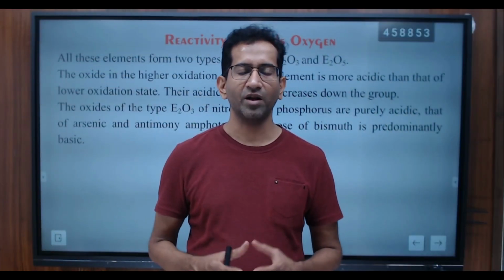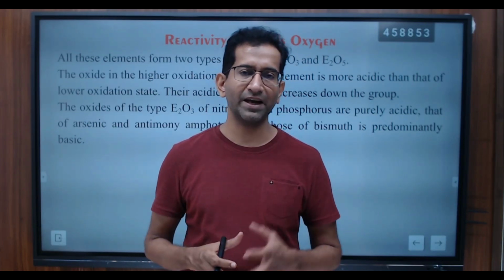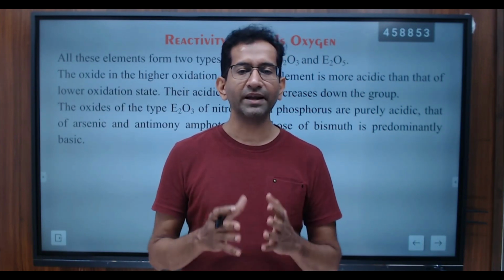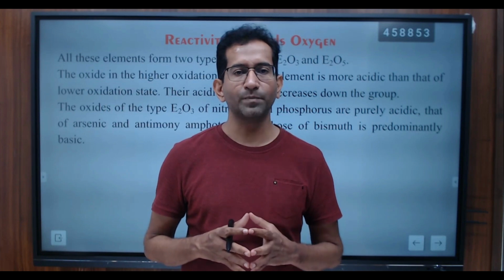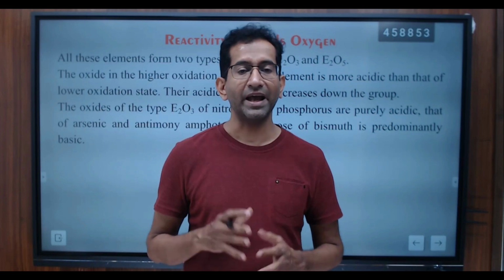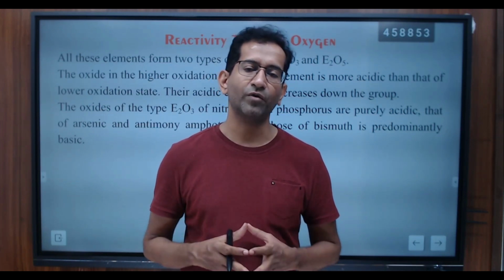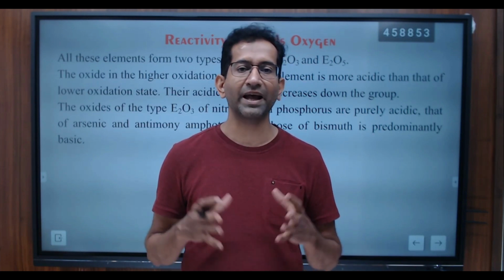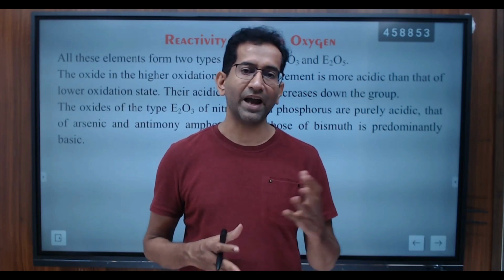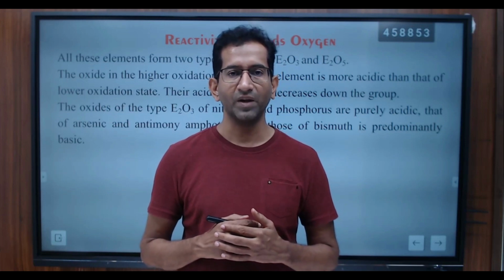Reactivity towards oxygen. All the elements of this group can form trioxide and pentoxide, like E2O3 and E2O5. If the 3 electrons present in the np orbitals participate, they form E2O3 type oxide with +3 oxidation state, and if all 5 electrons, ns and np, are participating, they form E2O5 type oxide and the oxidation state is +5. Now, nature of oxide: nitrogen and phosphorus being non-metals, their oxides are acidic in nature.